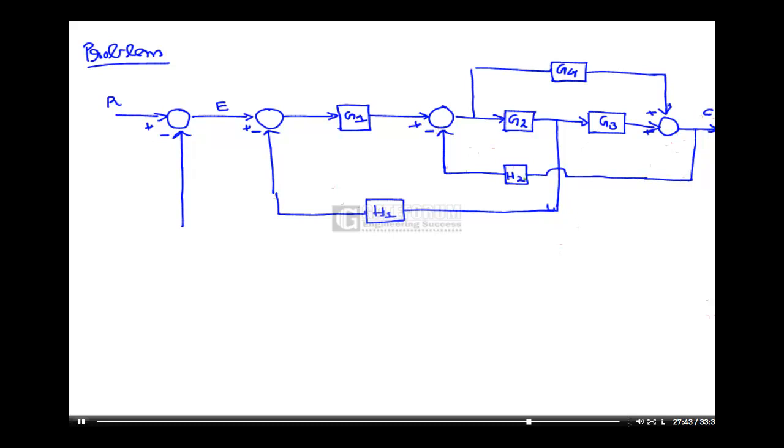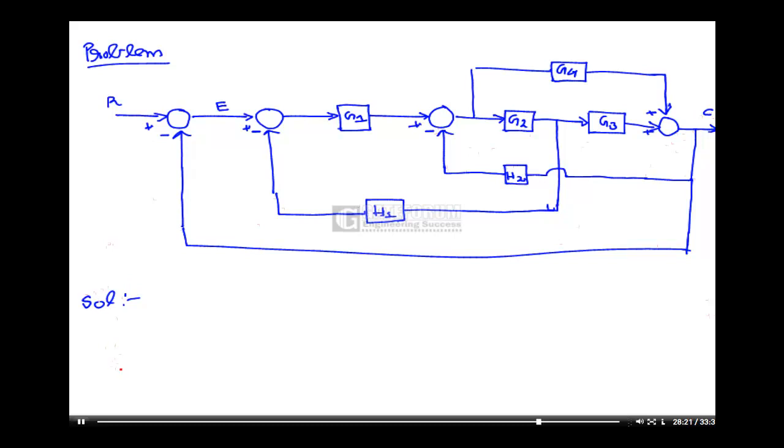This is H2, this one more feedback path. Okay, so this is the overall block diagram. We need to convert this block diagram to a signal flow graph, and then from the signal flow graph we can directly find the gain of the system. Now, to convert this block diagram to a signal flow graph, we have to consider each summing point as a node.